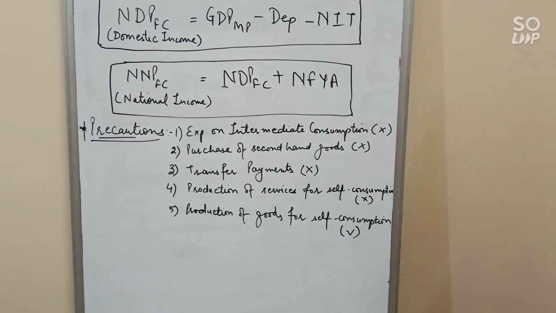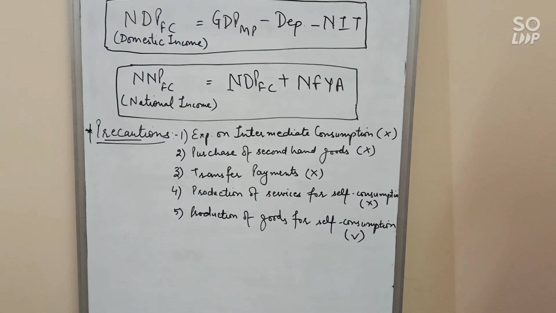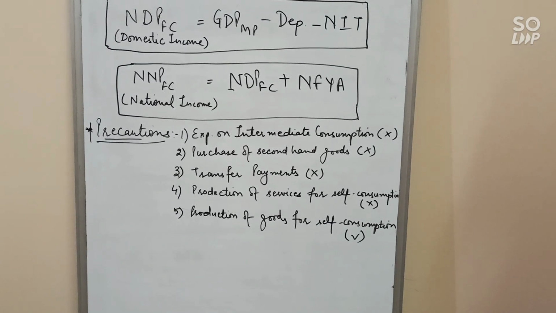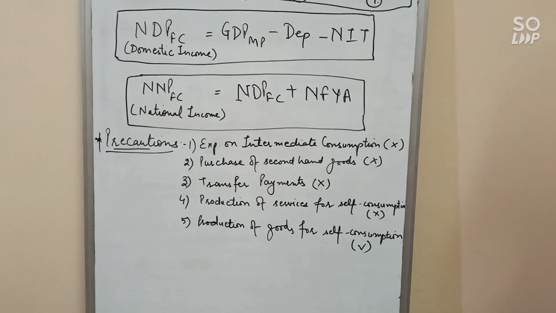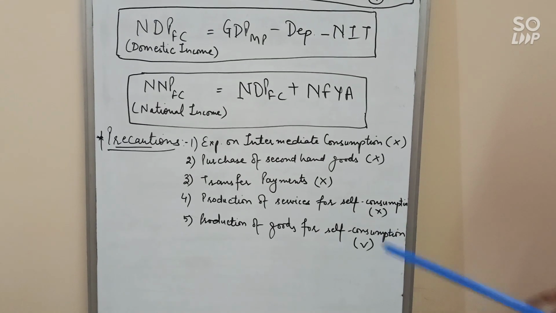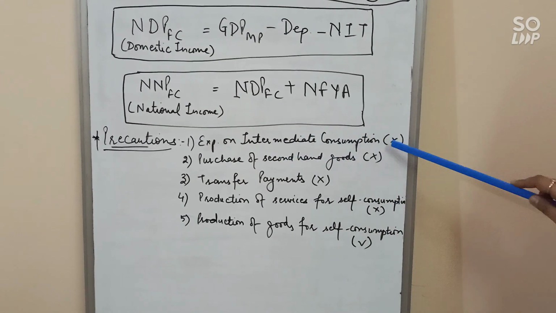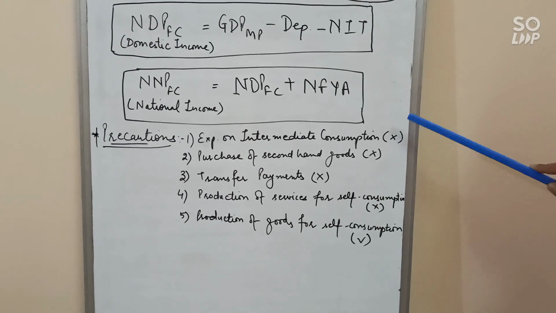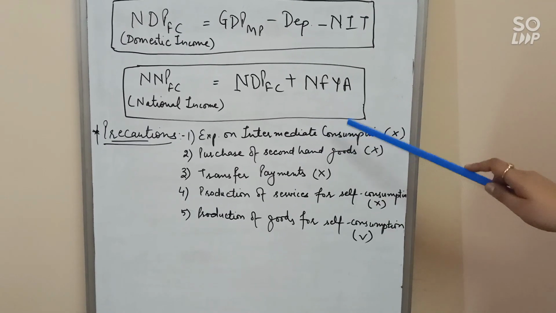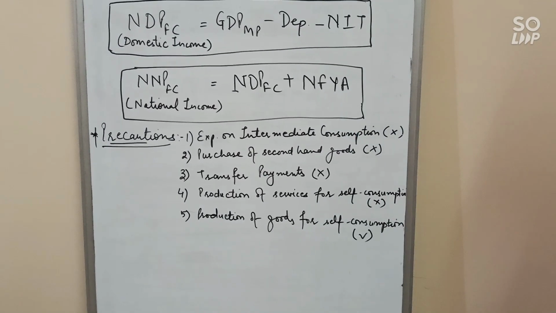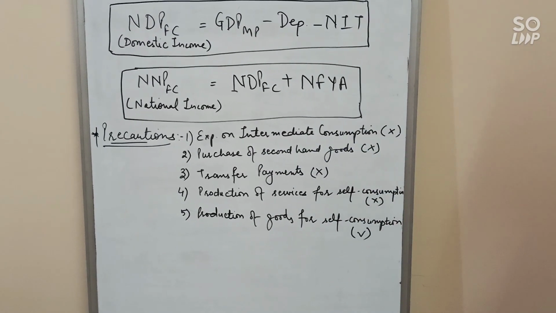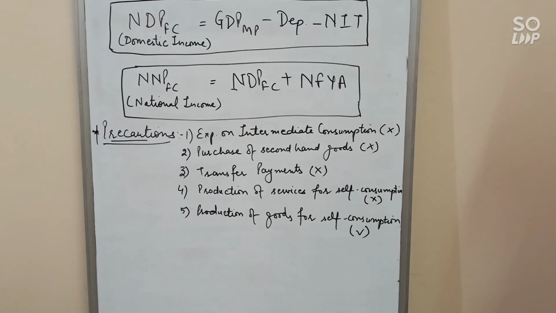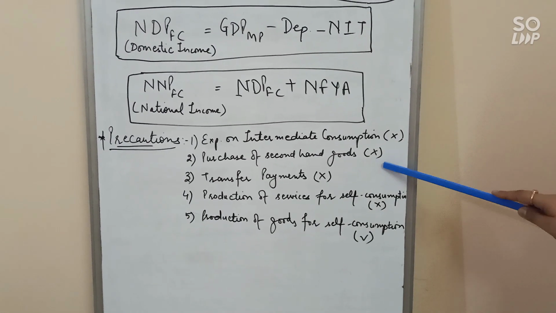Clear? So we need to take precautions also, because in a theory question you may get the question: explain expenditure method with precautions. So we have 5 points which we need to take care of. First point is expenditure on intermediate consumption. Any expenditure incurred on intermediate consumption is not a part of national income, because only expenditure on final consumption is a part of national income. Second, purchase of second-hand goods. If there is a purchase or sale of second-hand goods, it is also not a part of national income.